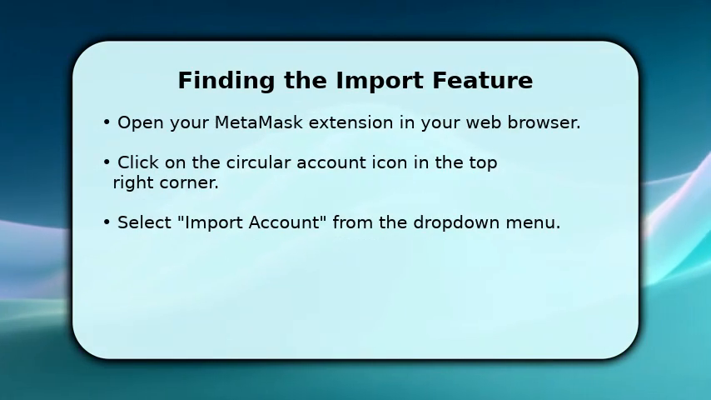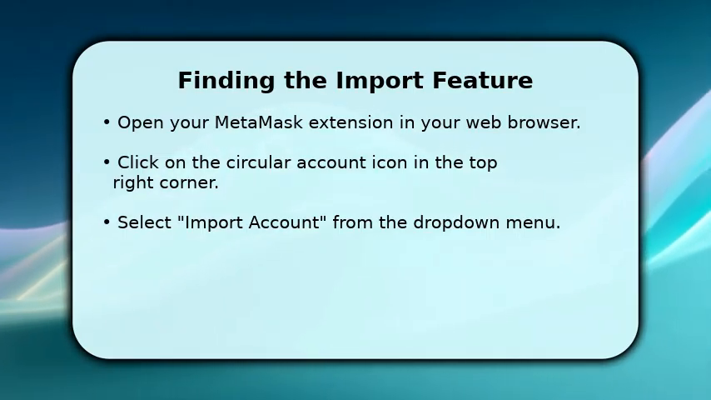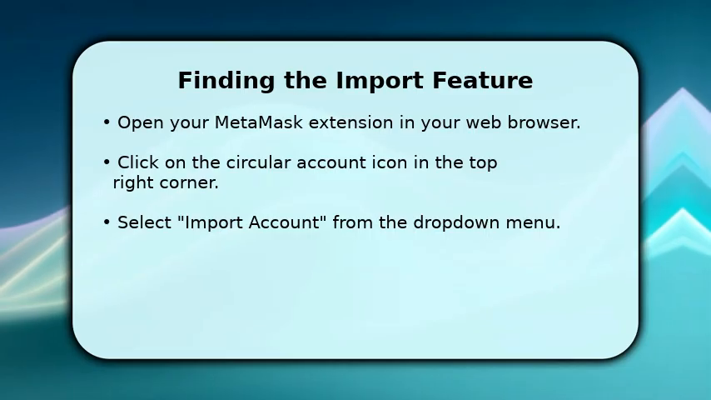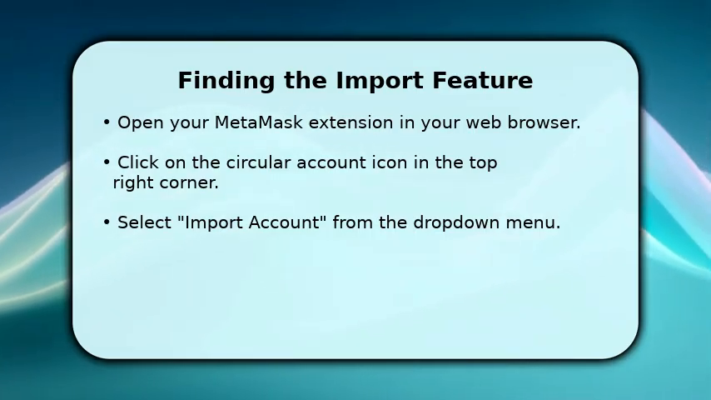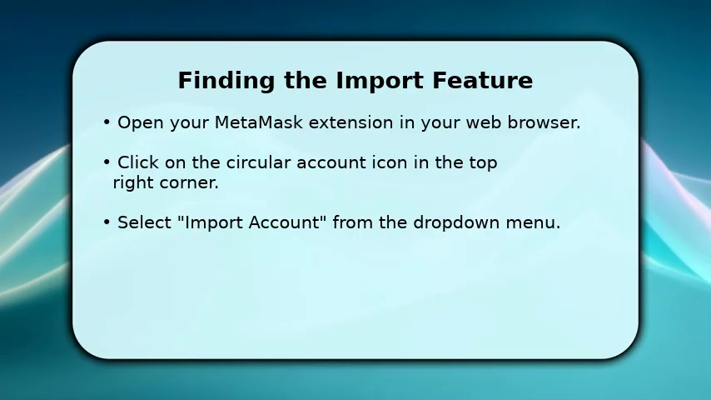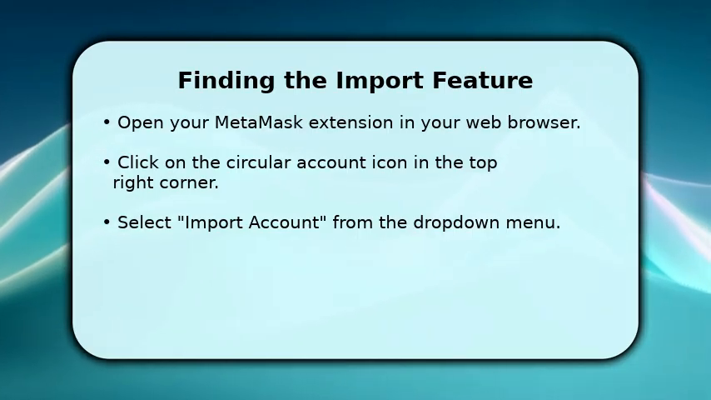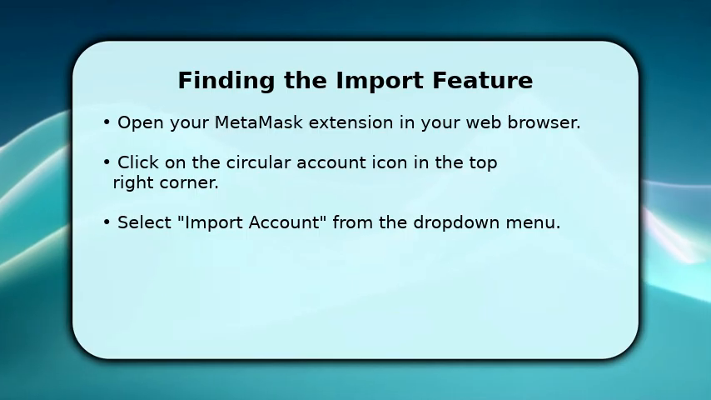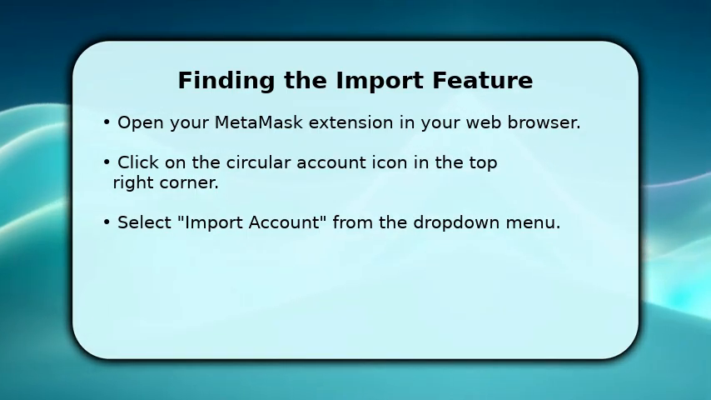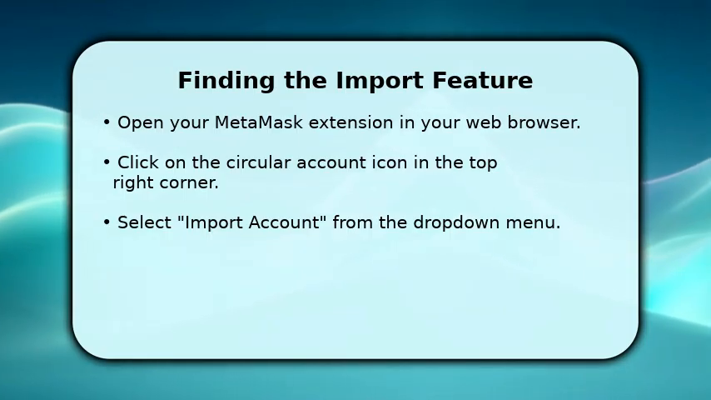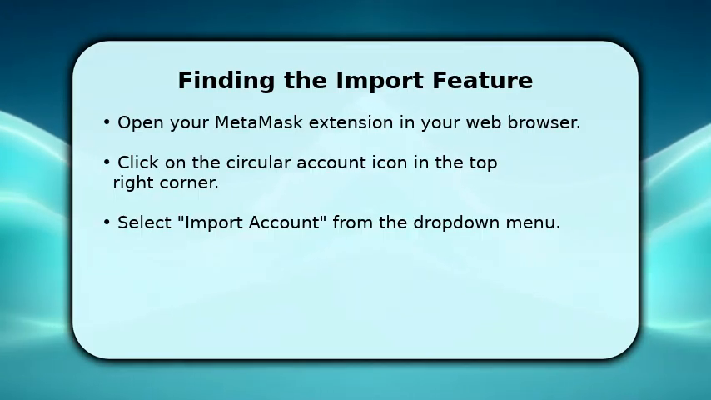First, open your MetaMask extension in your web browser. You'll find its icon, usually a fox head, in the top right corner of your browser window. Once open, click on the circular account icon, also located in the top right of the MetaMask interface. This action will reveal a drop-down menu with several options. From this list, select the Import Account option to begin the process of adding your account using a private key.